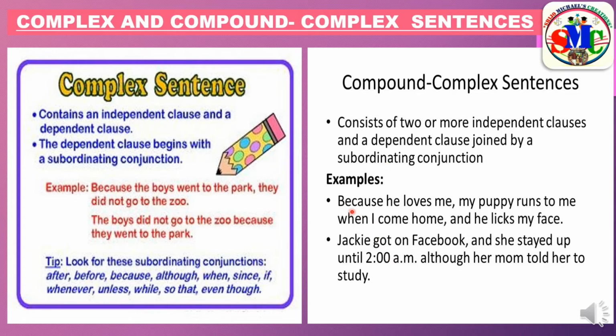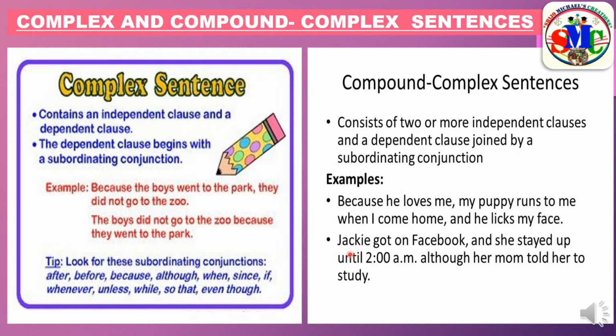So here you can see, because he loves me, my puppy runs to me when I come home and he licks my face. Here, because he loves me, that is a dependent clause. My puppy runs to me, that is an independent clause. Again, when I come home, that is again a dependent clause. Again there is, and he licks my face, again an independent clause. So two independent clauses are there, and two dependent clauses are also there, so it is considered a compound complex sentence.